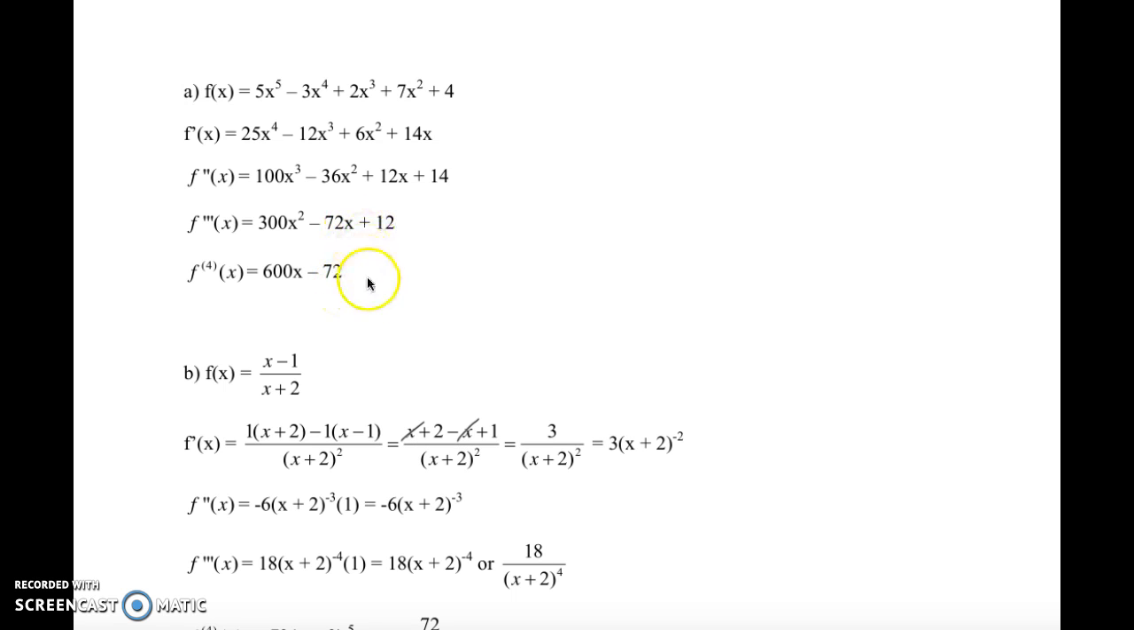So with polynomials, I could still take one more derivative. If I wanted to, I could actually go for this one and take the fifth derivative. And then I would be done because I would be just left with a constant.